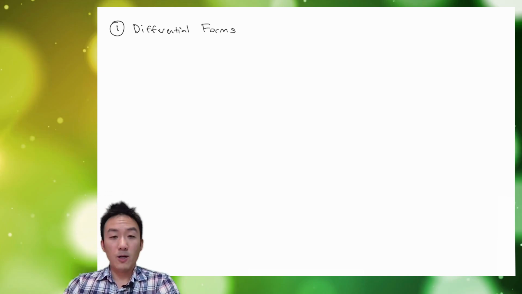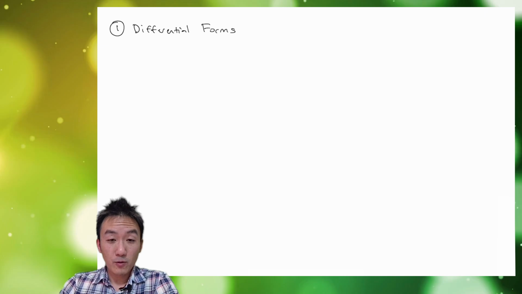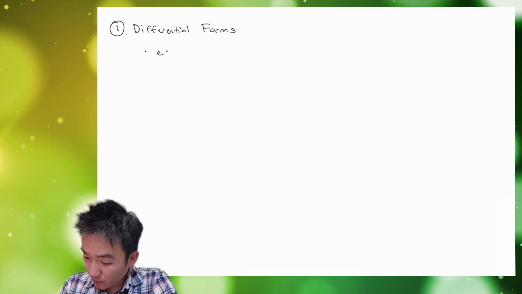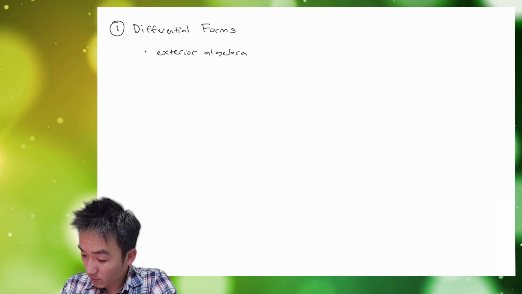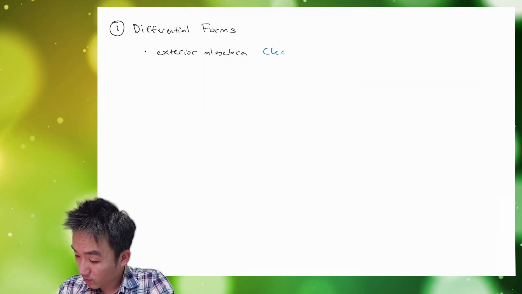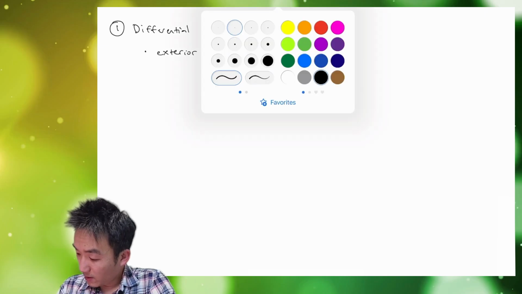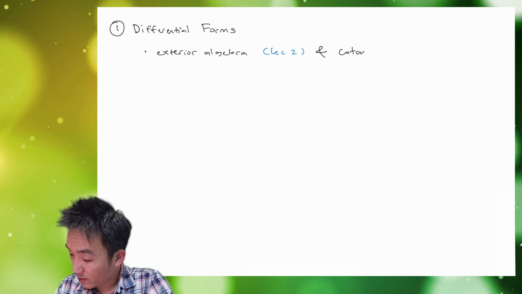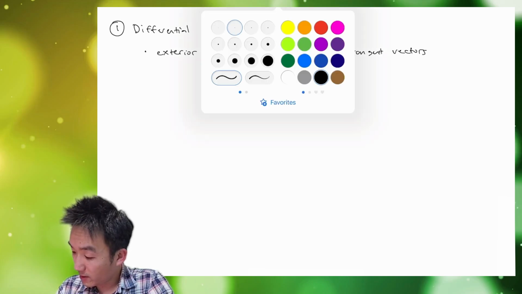Okay, so let's begin by looking over the two basic ingredients. So we have the notion of the exterior algebra. Okay, and this we covered in lecture 2. And we also have the notion of cotangent vectors. And this we covered in lecture 3.